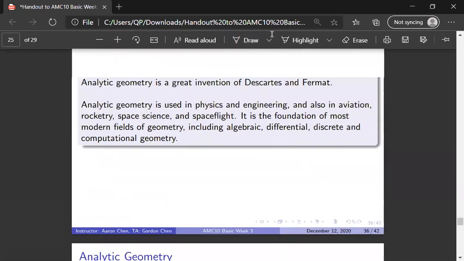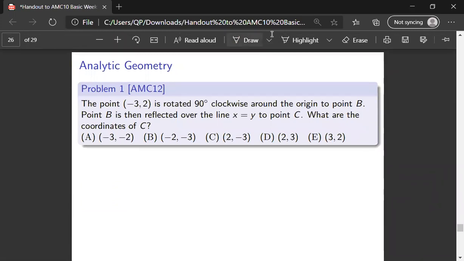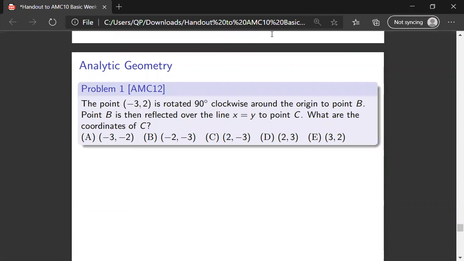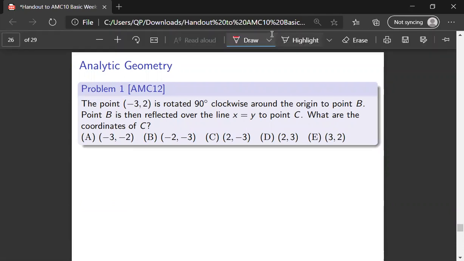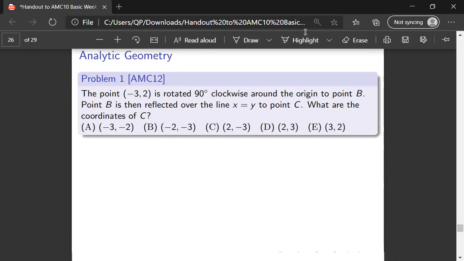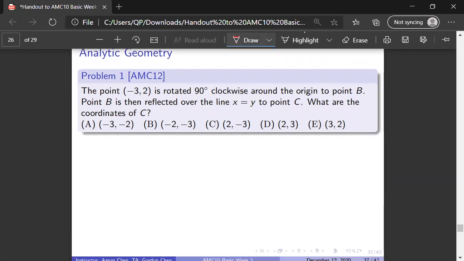Oops, that's way too far. Okay, here. I'll explain how to solve analytic geometry problems while showing you this problem. We probably won't have the time to actually do this problem, by the way. All right, so analytic geometry.